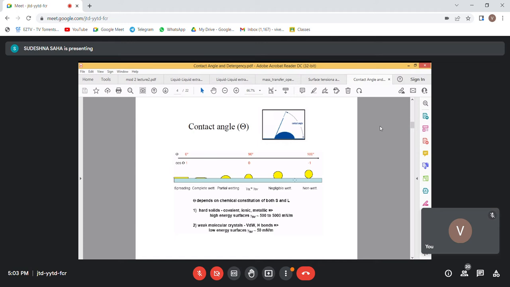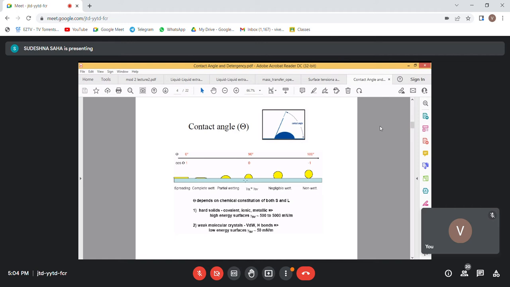So what is happening is, when you have spreading, you form a film on top of the surface, you have complete wetting. It forms a layer on the surface of the solid. Then basically you find there will be a small drop, there is partial wetting.